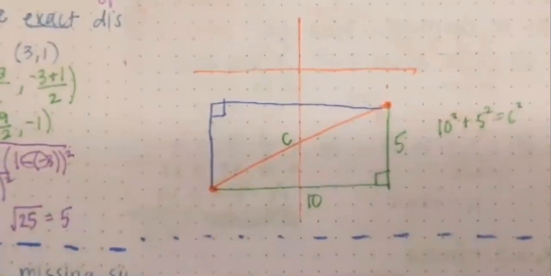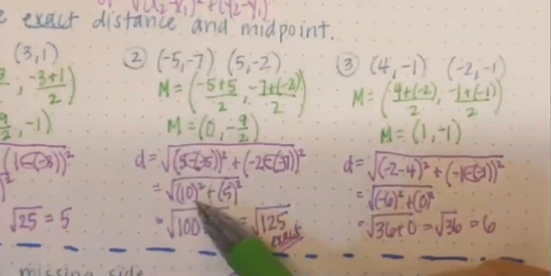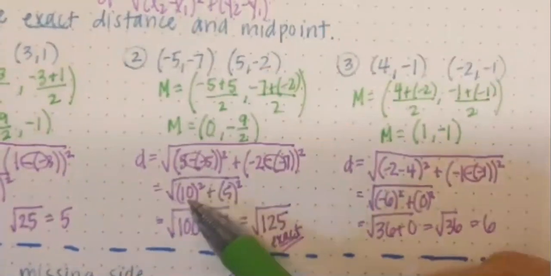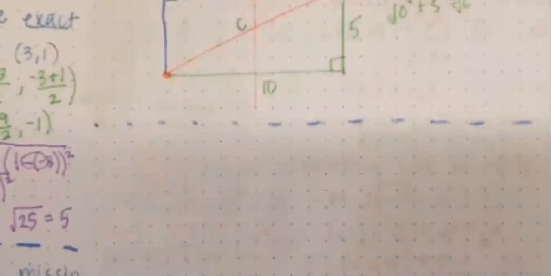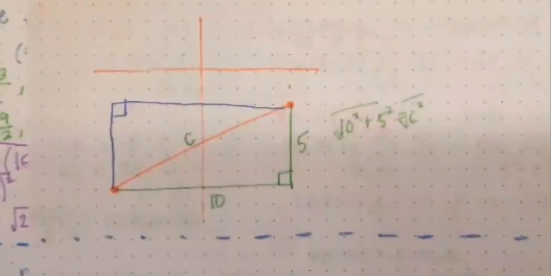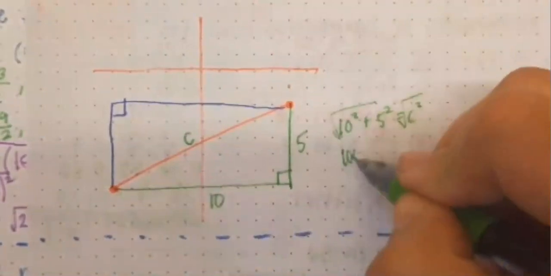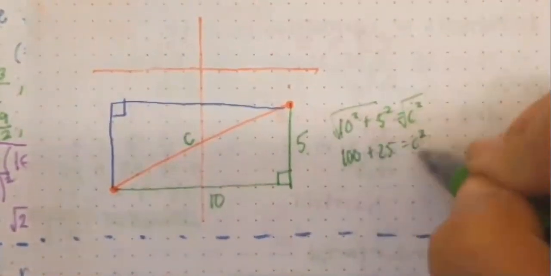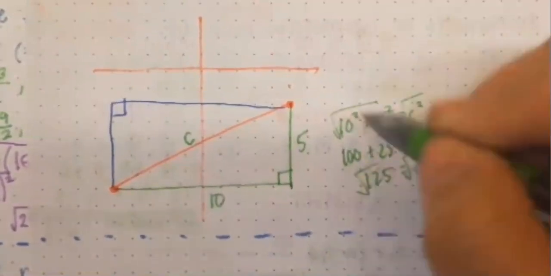Okay, well, if you come down here to what we already did, I have 10 squared plus 5 squared, and the square root of it, which is what I'll do when I get C by itself. So it works the exact same way. All right, so I could go ahead and solve. So we would say 100 plus 25 equals C squared. So 125 equals C squared. Square root it, and the distance of my line is the square root of 125.